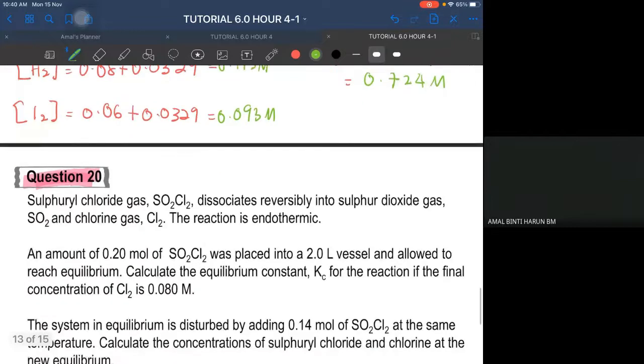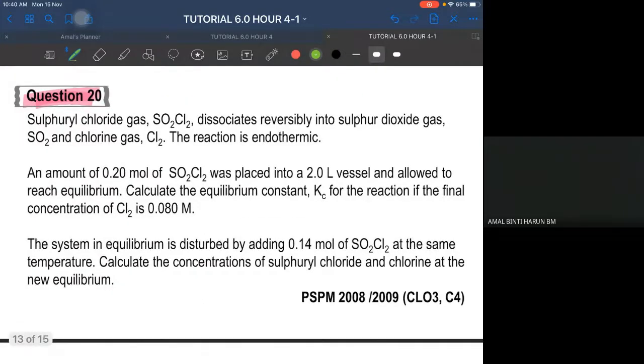Panjang soalan ni. Almost 20 minutes. Okay. Tak apa, nanti saya buat recording kan, you boleh revise balik. Lepas tu playback speed tu you increase saja.